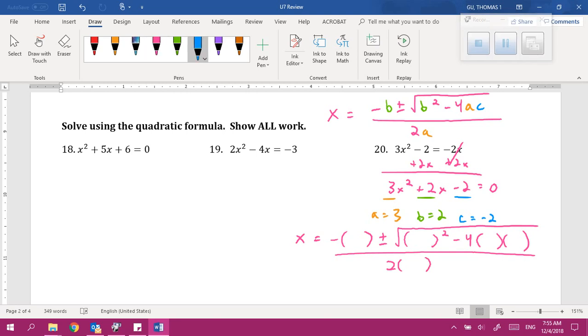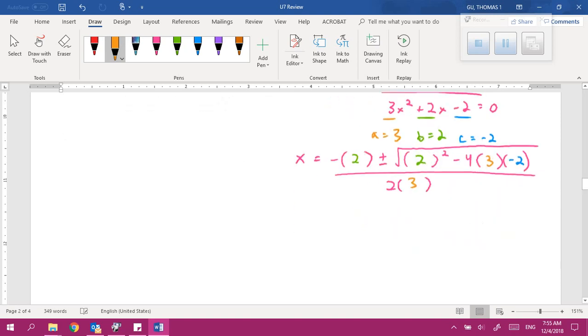Okay, so let's fill in the parentheses now. What goes in the very first one? 2. That's the B. What goes in the next one? 2. And then the one after that? 3. And then the last one? -2. And then the bottom? 3. There we go.